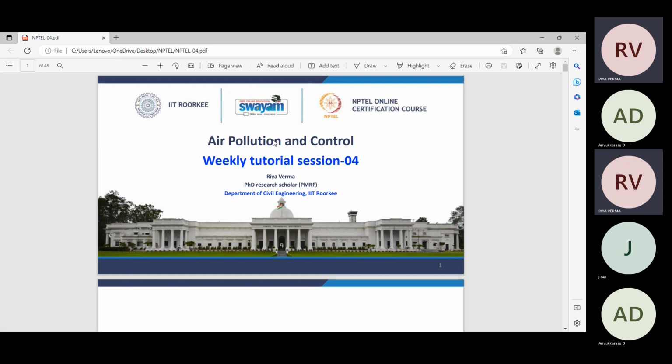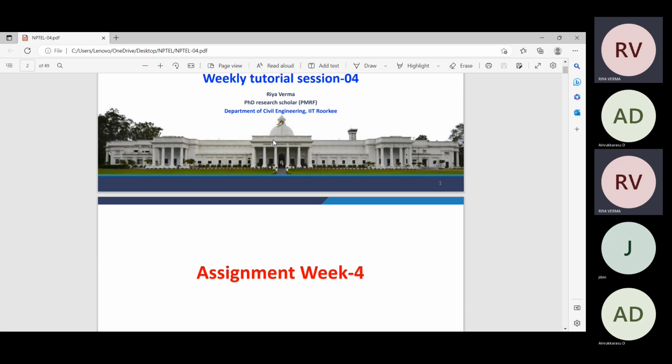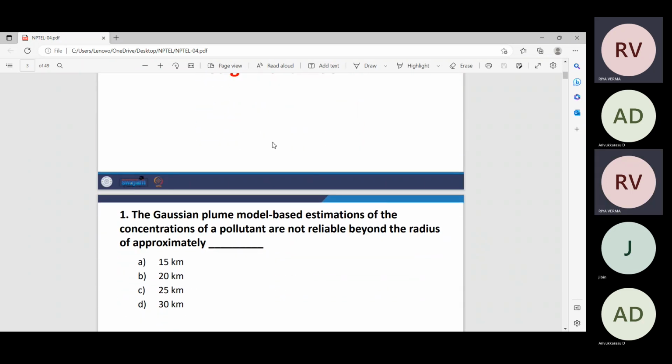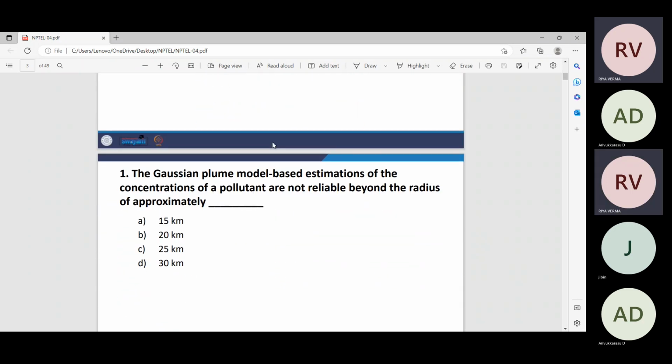Good evening, everyone. Today we'll be having your weekly tutorial session for week 4. In this session, we'll be discussing your previous year assignment for week 4, and we'll be solving the questions that were covered in last year's week 4 assignment. So let's get started. Okay, so first question is this.